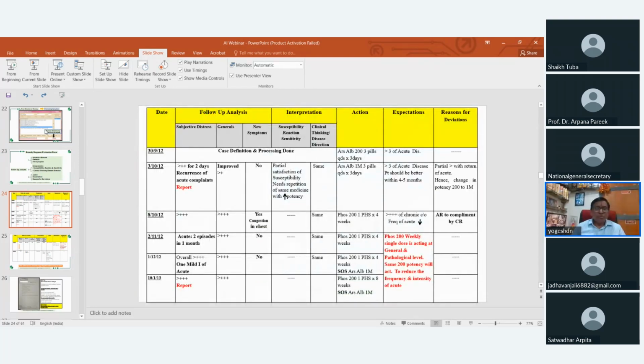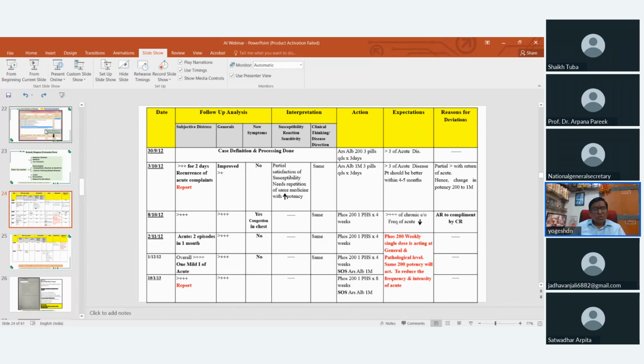So from that point of view, you can see the date, follow-up analysis in view of subjective distress, generals, new symptoms, and interpretation. Whatever follow-up has been there, we have to interpret it at the level of susceptibility, reaction, sensitivity, at the level of clinical thinking that we had done, action, expectations, and the reasons for deviations. This gives clarity to the physician. This gives insight to the physician into how I am acting in view of dealing with the patient.